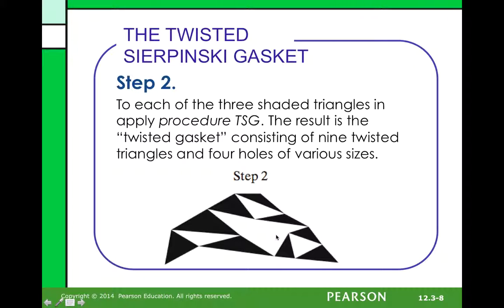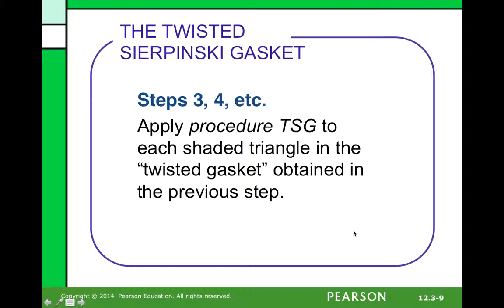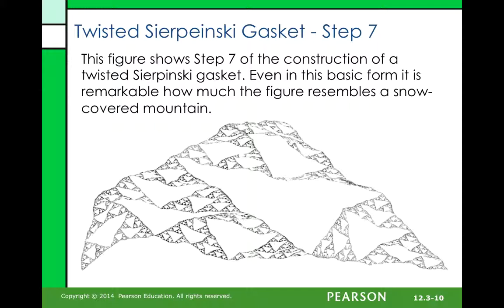So now we have four holes, just like we did before in the Sierpinski gasket. On the next step, we'll have these four holes plus another 1, 2, 3, 4, 5, 6, 7, 8, 9 more holes. So we'll have a total of 13 holes, and so on. To construct the twisted Sierpinski gasket, you just keep doing this over and over and over again. And here's an example of something you might end up with.